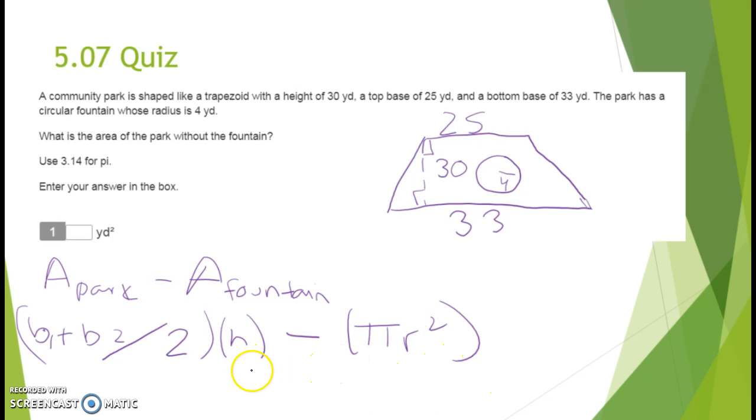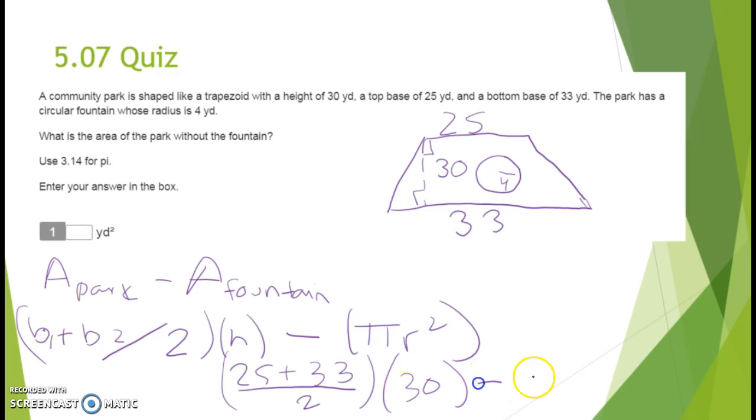So let's plug in what we know. The 2 bases for the trapezoid are 25 and 33. We divide those by 2. So 25 plus 33 divided by 2 times the height of 30 minus pi, and it says use 3.14 for pi, so let's replace that. 3.14 times the radius, which is 4 squared. So all of this is going to go into your calculator, and you're going to take the first part and then subtract the second part. So you're going to take 25 plus 33 divided by 2, and you'll get 29 times 30.